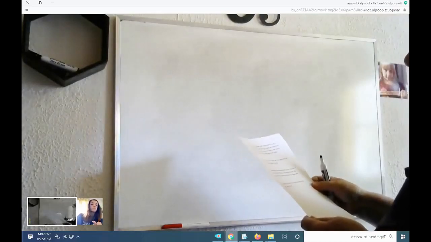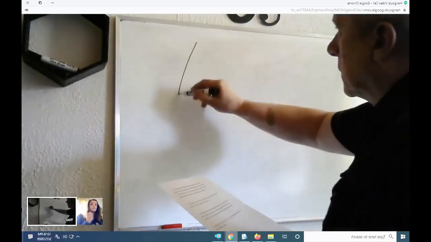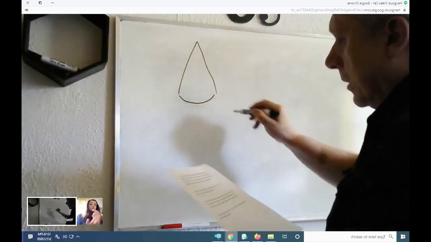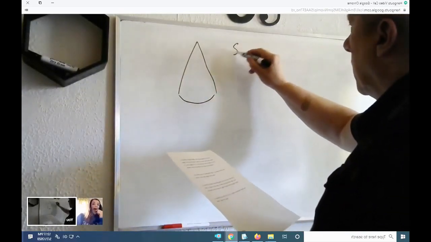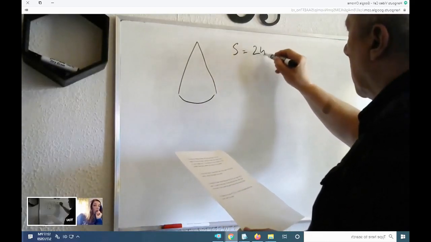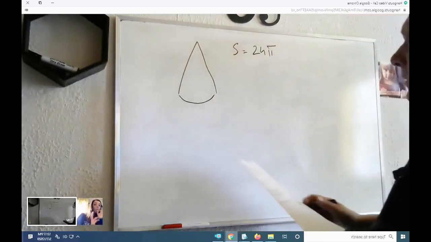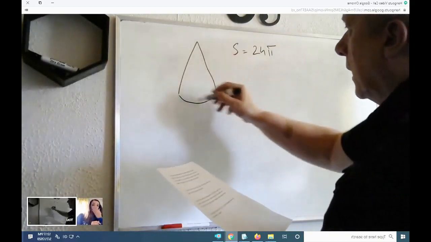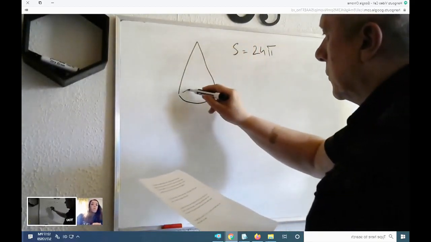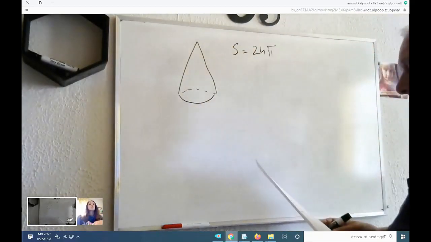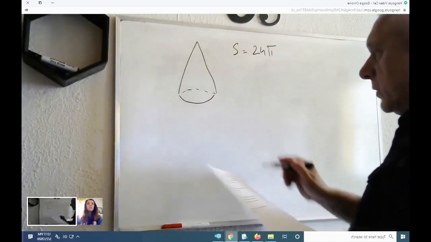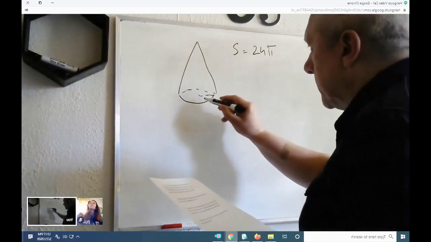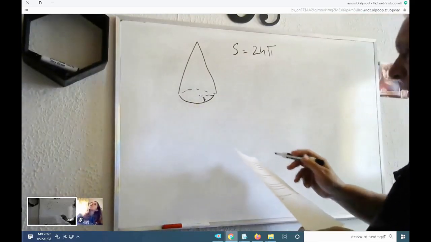The surface area of a cone. Okay, this is a bit more... Oh no, I hate it. The surface area of a cone equals 24 pi. And I realized by looking at this that they mean the lateral area and the base also when they say surface area. So if the radius of the cone is 3, what is the height of the cone?